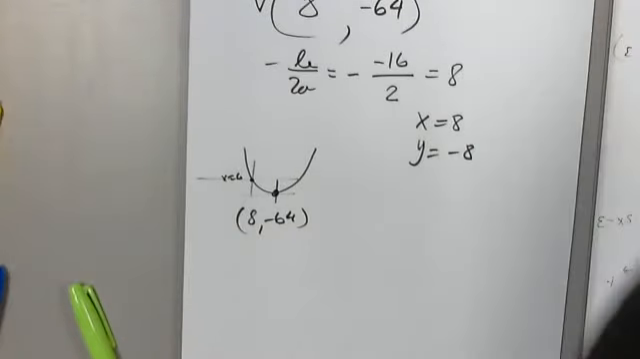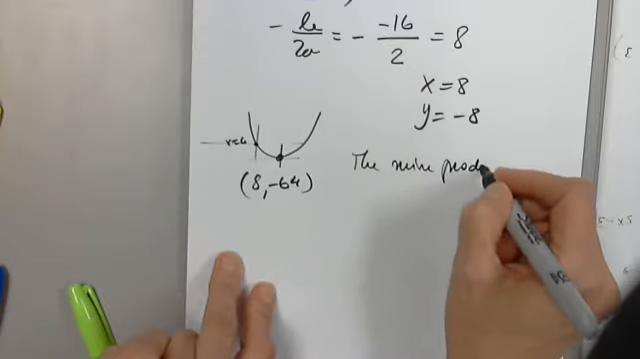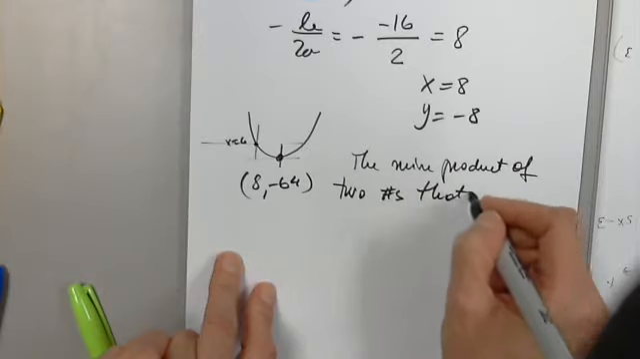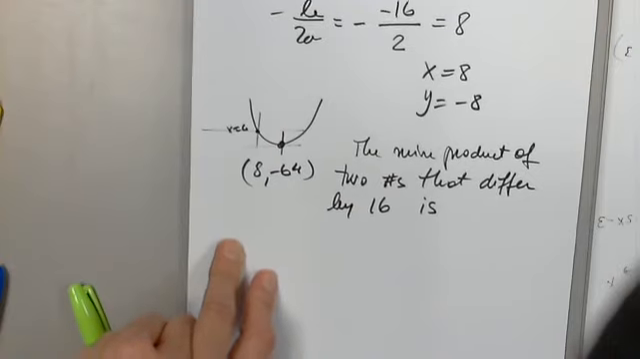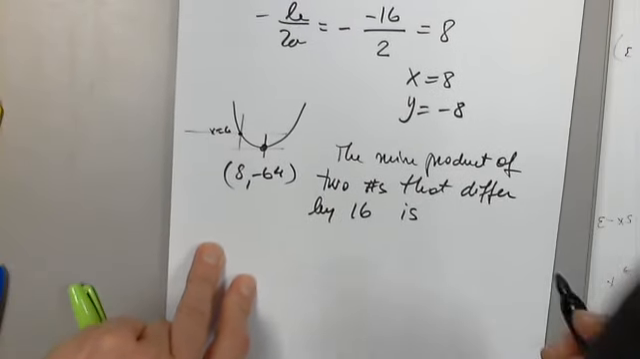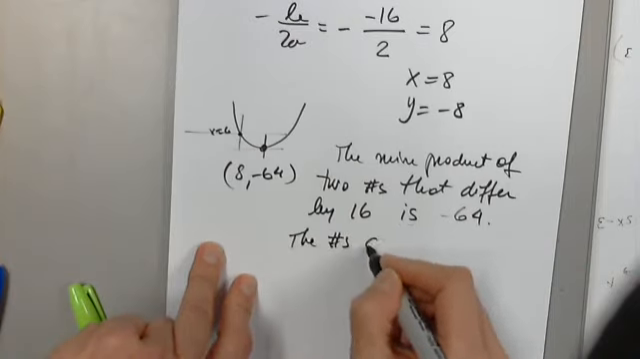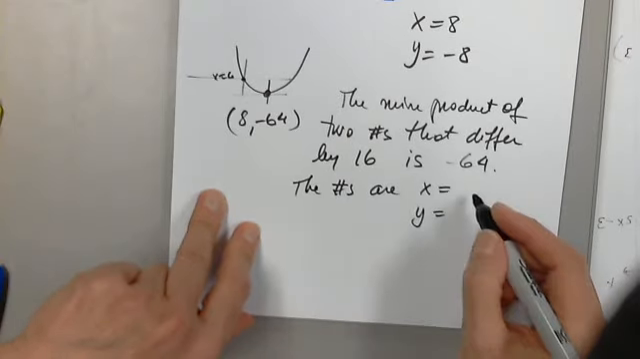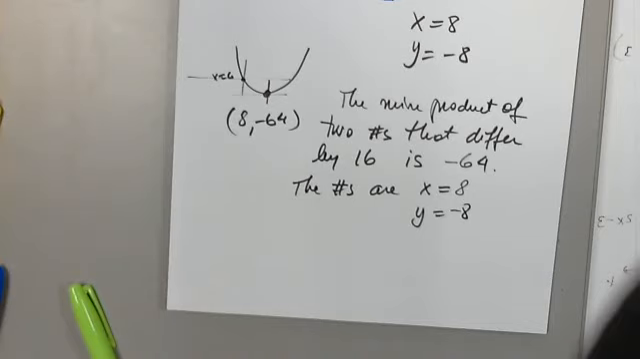So we'll finish with just the final sentence. The min product of two numbers that differ by 16 is negative 64. The numbers are x equals 8, y equals negative 8. Any questions?